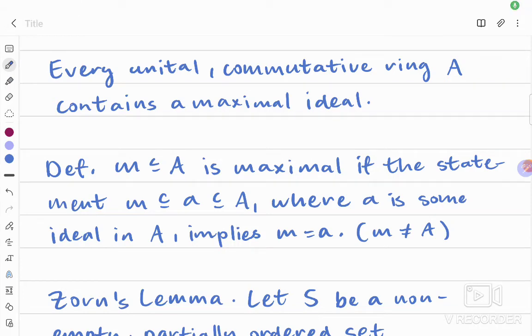Hi, this video will briefly cover the result in ring theory, commutative algebra, that if you have any ring that is unital and commutative, that is, if it is a ring with one and if the ring operation or multiplication is commutative, then it contains a maximal ideal. So we're familiar, hopefully, with ideals in rings.